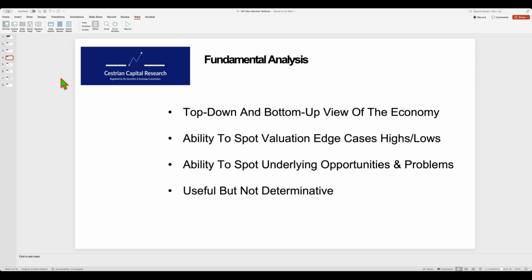My own background is in venture capital and then leveraged buyouts, and so that gave me a sort of good fundamental analysis grounding.